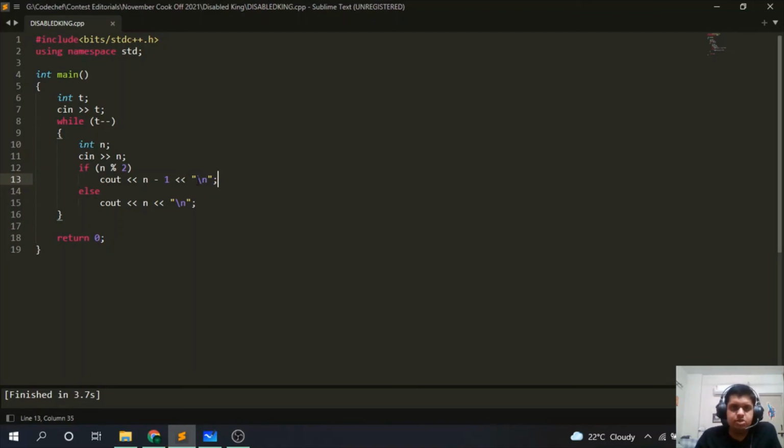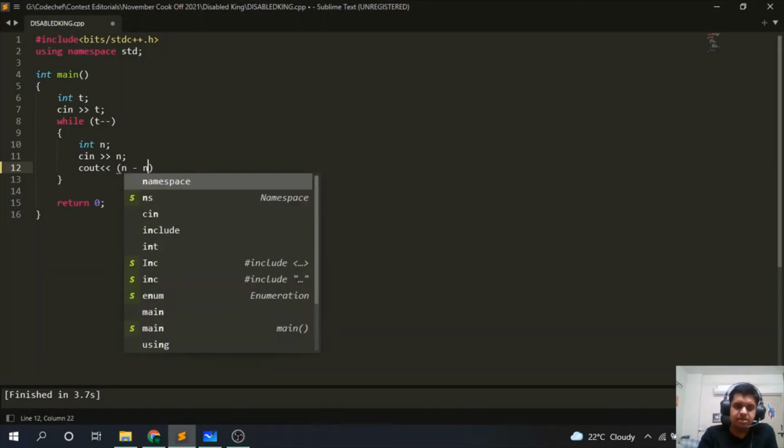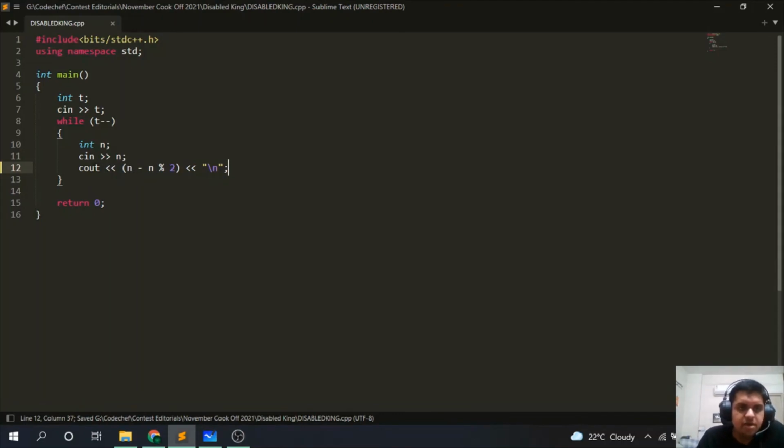So basically this was the solution. Now this can be made a one-liner solution like this. C in n and C out, one very easy n mod 2. This is again one very clever way to write the same thing. Over here, if we write C out n minus n mod 2, then if n is odd, n mod 2 will be 1, and for odd the answer is n minus 1. Whereas if n is even, then the answer will simply be n, since n mod 2 is 0. So this is a clever way to write the same thing, and this will definitely give you an AC.